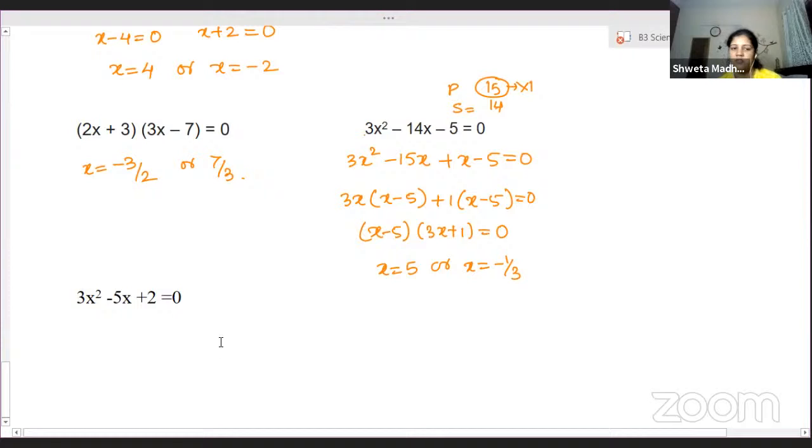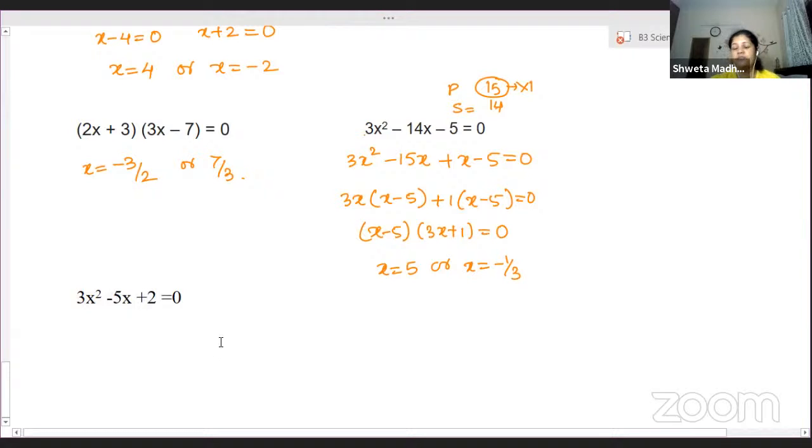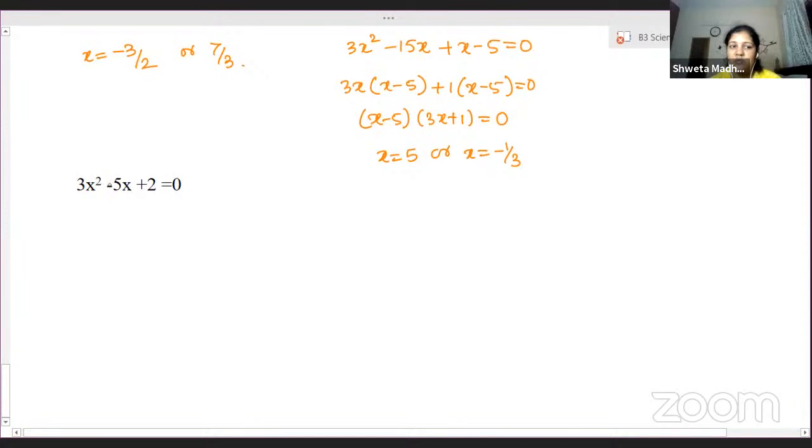3x square minus 5x plus 2. Product needed is 6x square, 6 only, and the sum needed is -5. So what do we have to do? -3 minus... minus. The sum of the two terms should be -5.